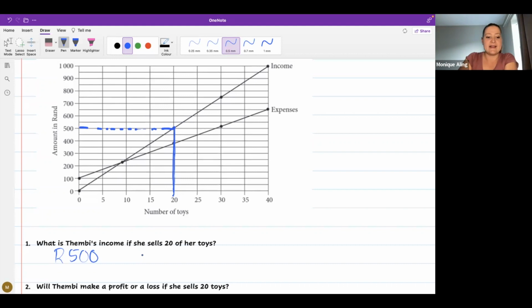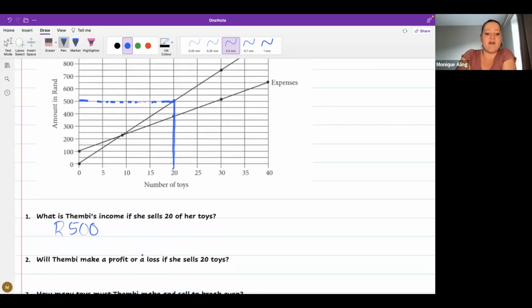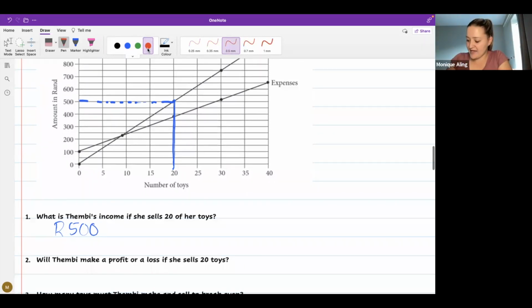Okay, perfect. Then question 2, will Tembi make a profit or a loss if she sells 20 toys? What did we say? Good, I'm seeing some answers. Okay, so remember our break-even point is over here and 20 toys is on that side. So that means a profit is being made. Great. Okay, let's move on.